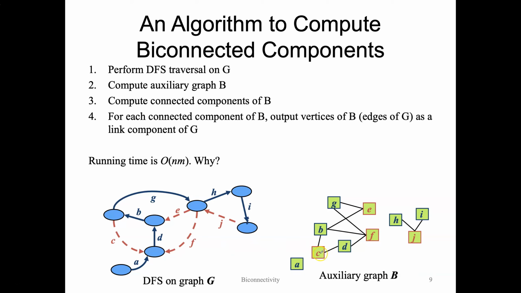We add an edge if this back vertex was in a simple cycle with this discovery vertex in our original graph. And then we find in this auxiliary graph the connected components. Then the vertices that belong to the same connected component correspond to edges from our original graph that belong to the same link component. Those edges induce biconnected components.